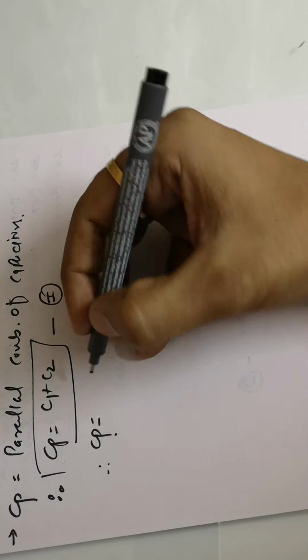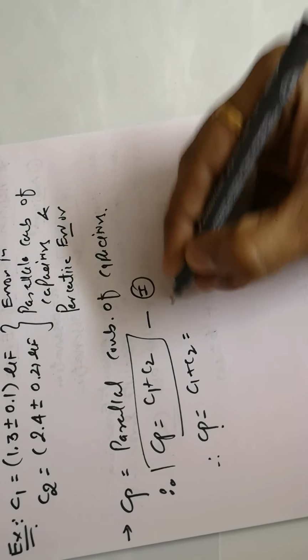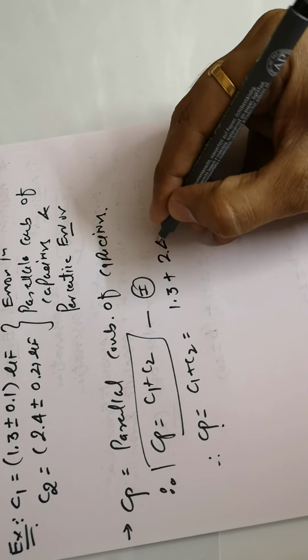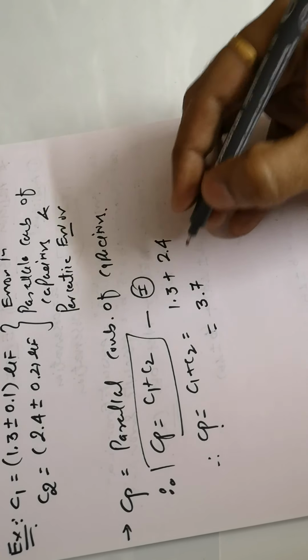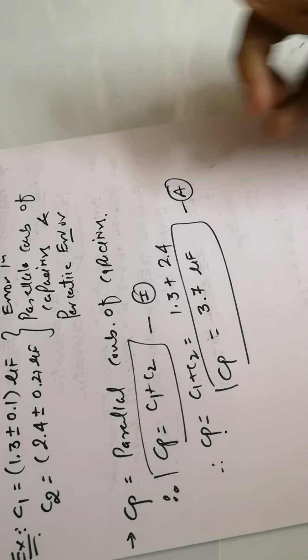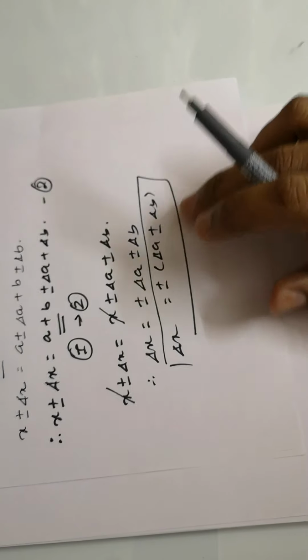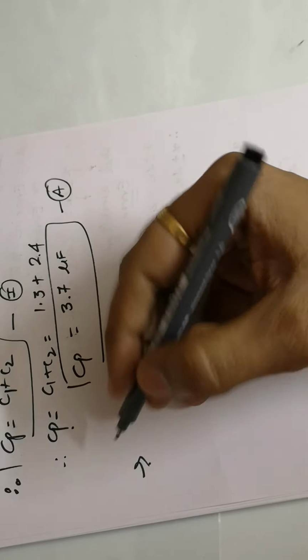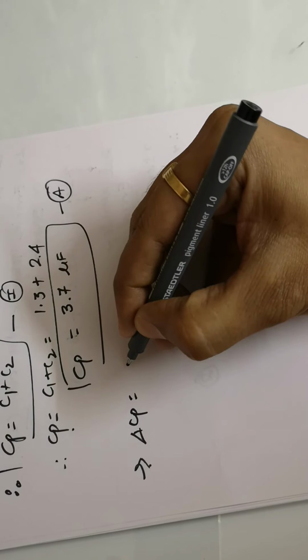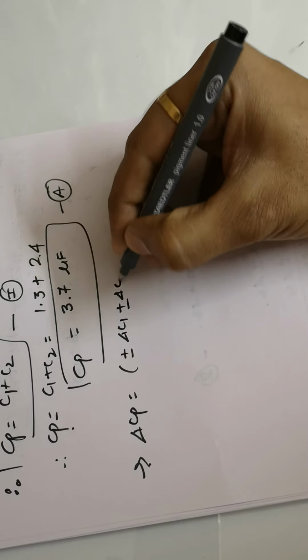First of all, I put in the actual data. The actual data for C1 is 1.3, and for C2 it is 2.4, so I get 3.7. First I mention CP, the data for the real one. I get 3.7 microfarads. As per my notation, I have discussed that delta x is the sum of both the error parts, or the sum of the absolute errors. So I may write that delta CP is plus or minus delta C1 plus or minus delta C2.